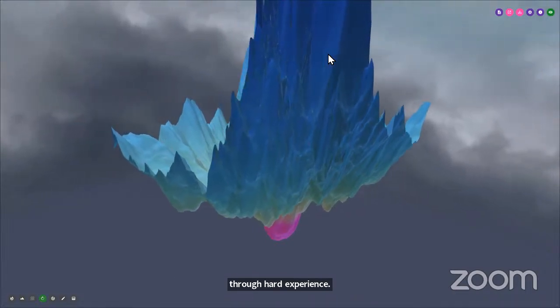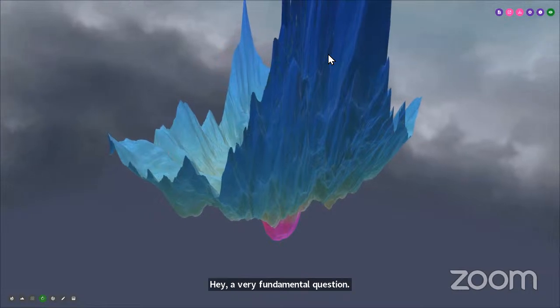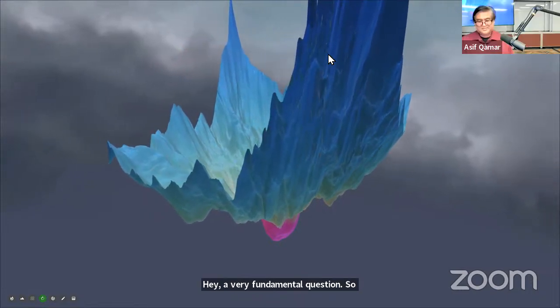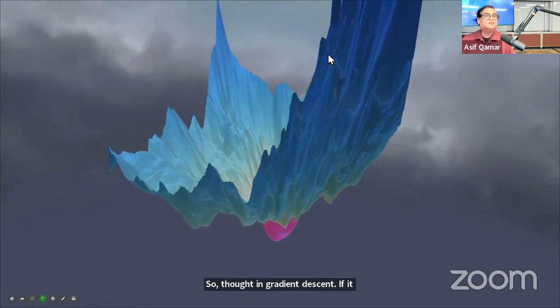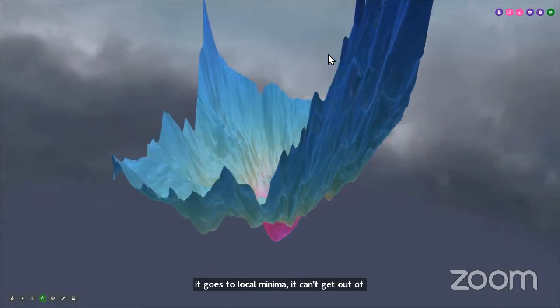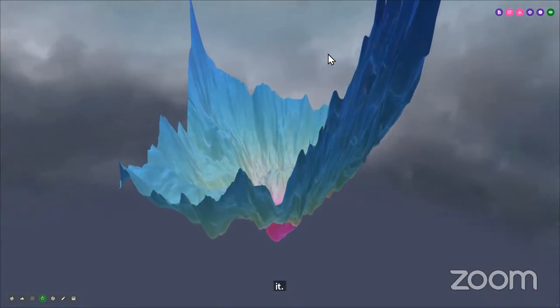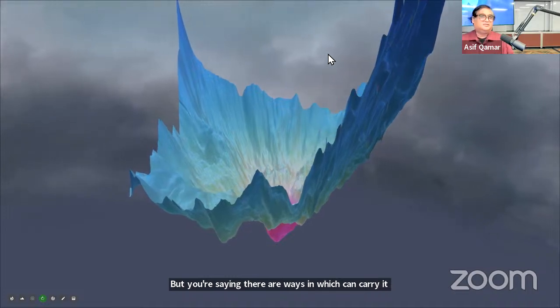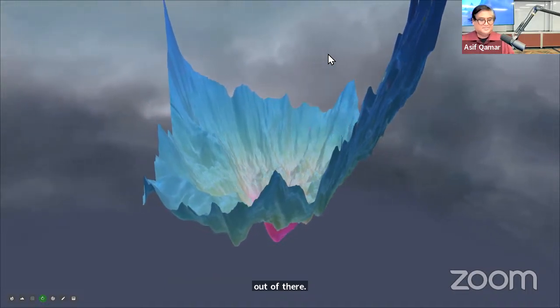Hey, Asif, a very fundamental question. I thought in gradient descent, if it goes to a local minima, it can't get out of there. But you're saying there are ways in which it can get out of there till it finds the global minimum? Yes, of course. And in fact, that's why I'm keeping gradient descent as a whole topic.